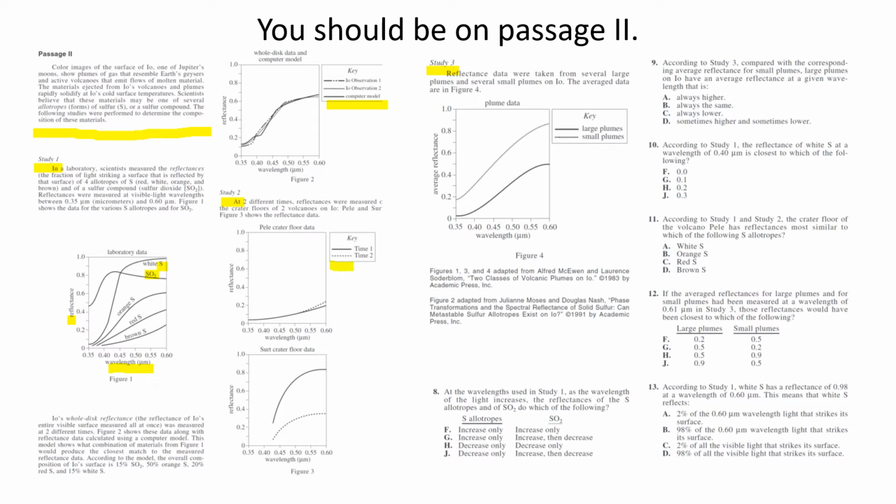Study 2, time, because reflectance and wavelength doesn't change, right? Reflectance, wavelength, reflectance, wavelength. So the reflectance and wavelength is the same every time. This one is a Pelee crater floor, so probably volcanoes, different crater floor, and over here we have plume data. Wavelength, reflectance again, so large and small plumes. You don't have to really understand it, just know where everything is and kind of what the differences are between them. Probably 30 seconds to a minute is all you should spend on understanding the passage before moving to the questions.